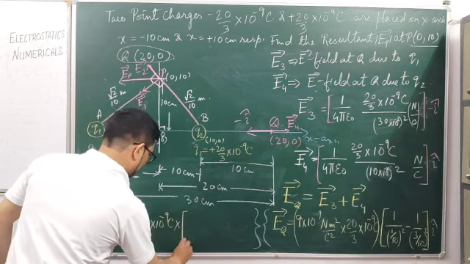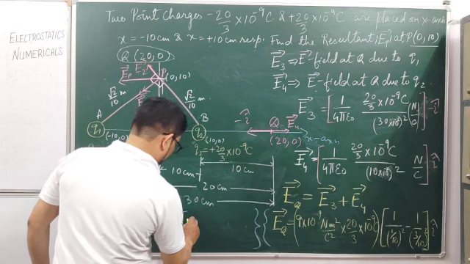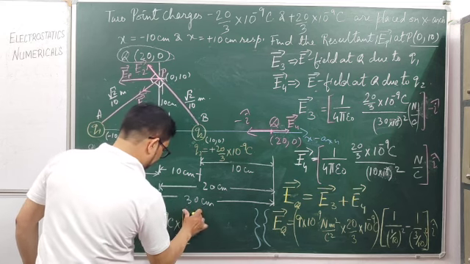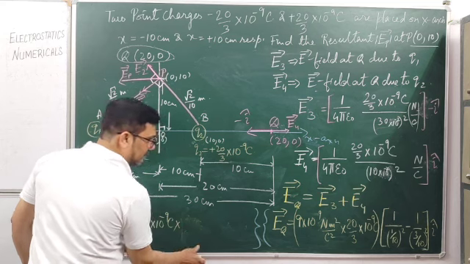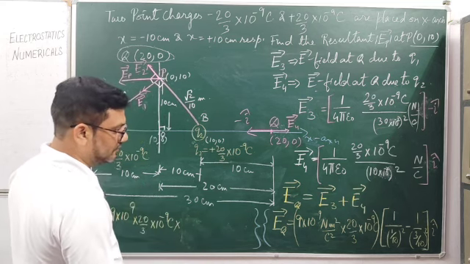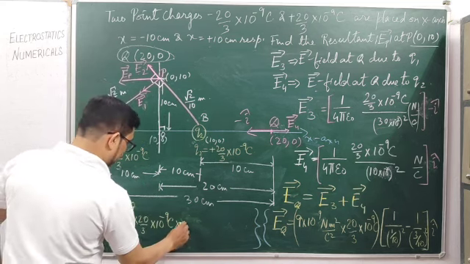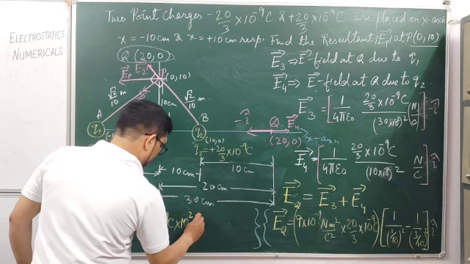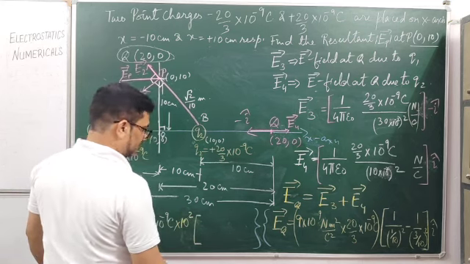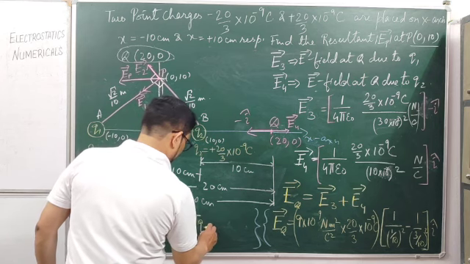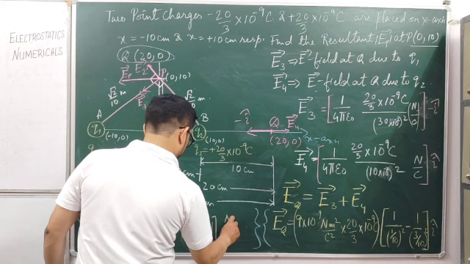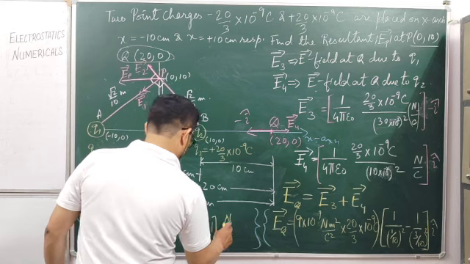So here it comes out to be 100. Let's take out 100 common. There also it's going to be 100 in the numerator. So we take out here again 100, that is 10 raised to the power 2. And we are just left with 9, right? So 9 minus 1, which is going to be 8. So this is what we get, Newton per Coulomb, as the magnitude.